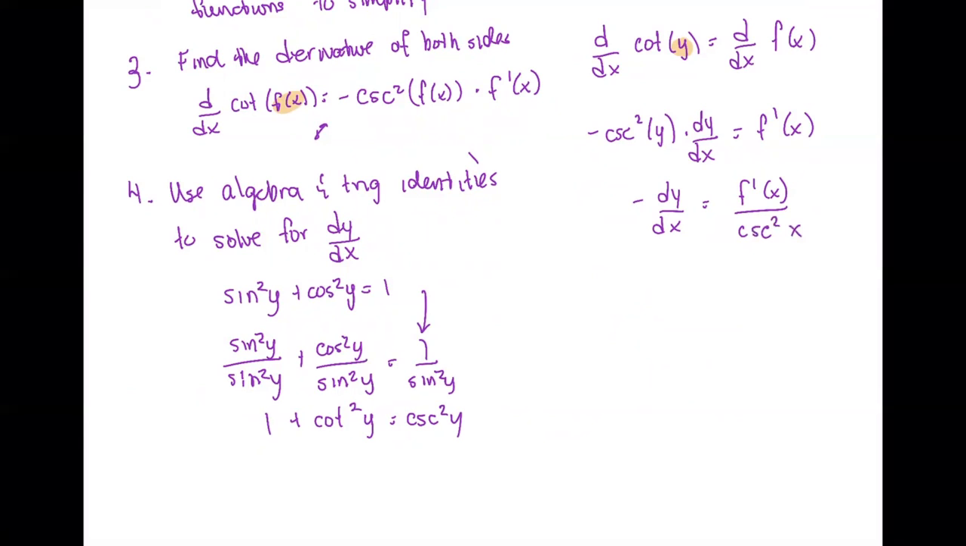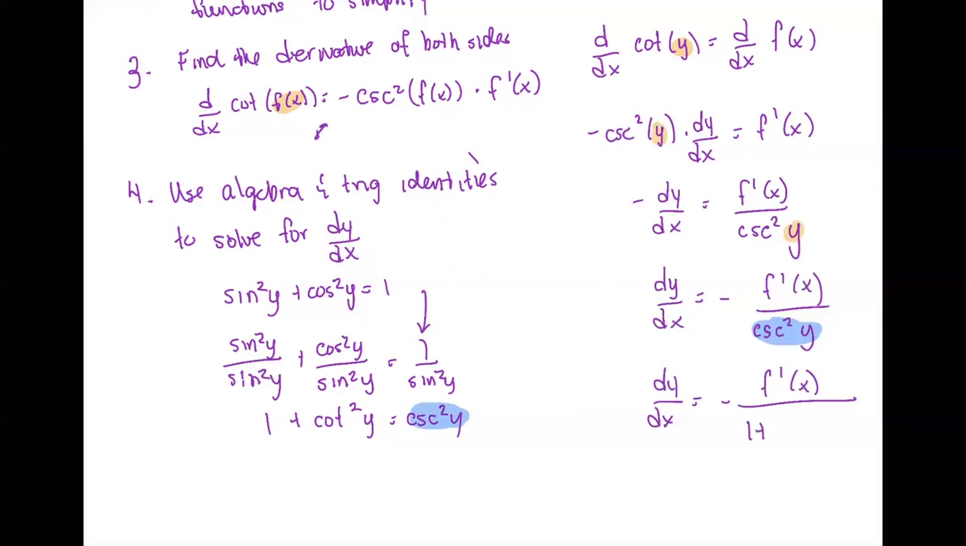It's not cosecant squared of x, it's cosecant squared of y. I keep forgetting that it's a y. The next thing we're going to do is deal with that negative: I'm going to multiply both sides by a negative. So dy dx is equal to negative f prime of x over cosecant squared y. Now I'm going to use the fact that cosecant squared y is equal to 1 plus cotangent squared, so I replace cosecant squared y with 1 plus cotangent squared of y. Okay, all right, so we're good.